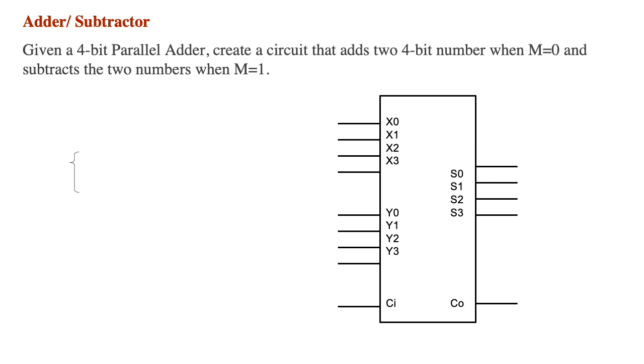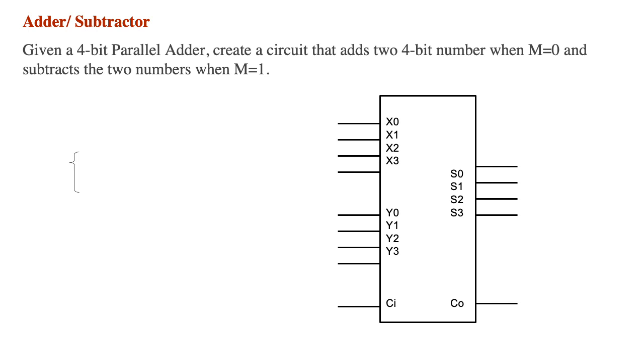It says, given a 4-bit parallel adder, create a circuit that adds two 4-bit numbers when m is equal to 0. So m is an additional input. If m is 0, then the circuit will add the two numbers a and b. If m is 1, we're going to subtract the two numbers. So the result will be a minus b instead. We learned already how to create an adder and how to create the subtractor separately, but the circuit will combine both depending on the value of an additional input named m.